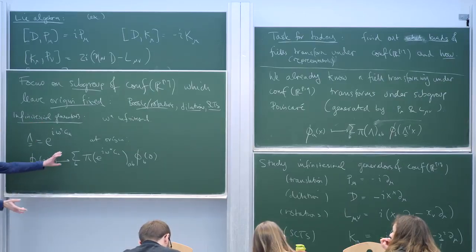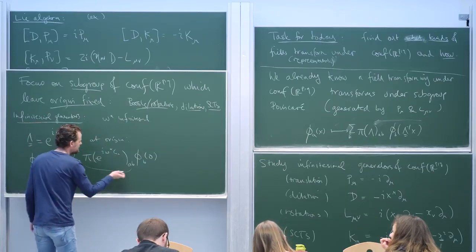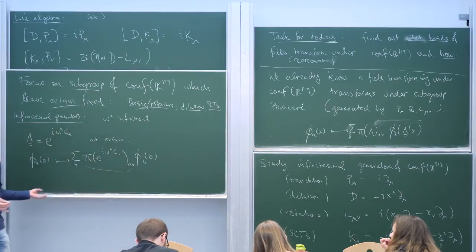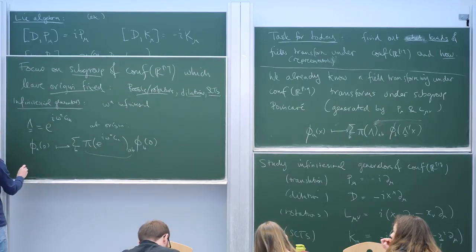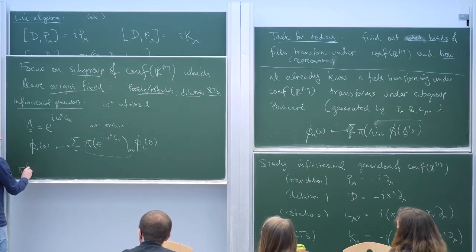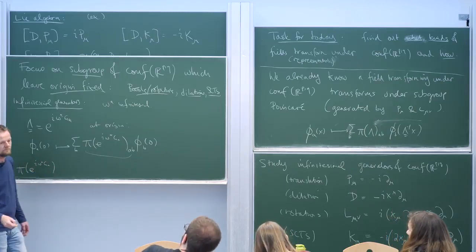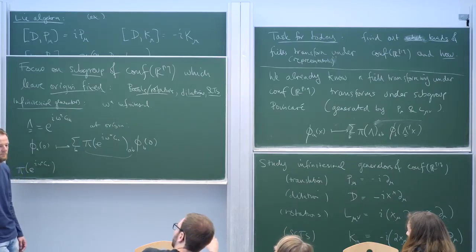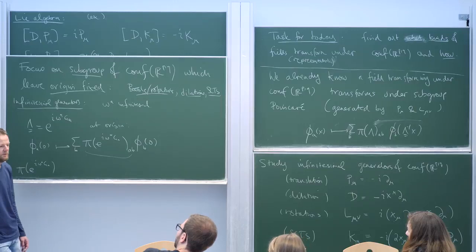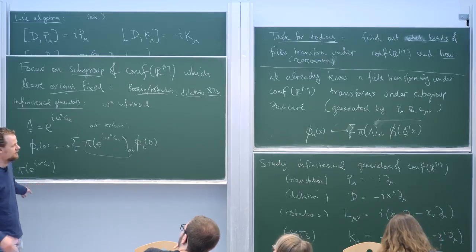So by composing these transformations one after the other, you'll see that these matrices, these are just matrices now, will form a closed representation themselves. You can focus on the subgroup that leaves the origin fixed because you just don't care about translations. So the question is, why am I focusing on the subgroup here? The answer is we want to understand D and K.